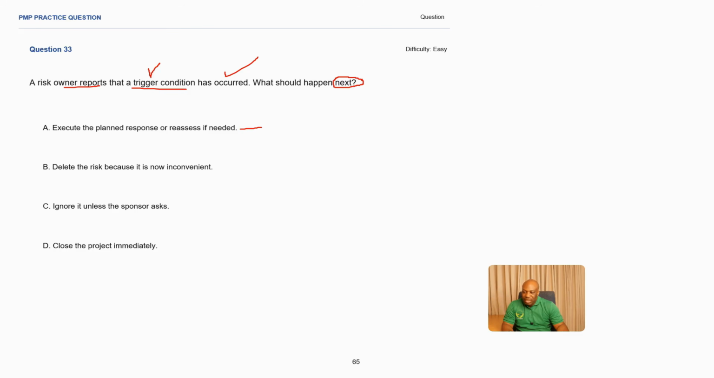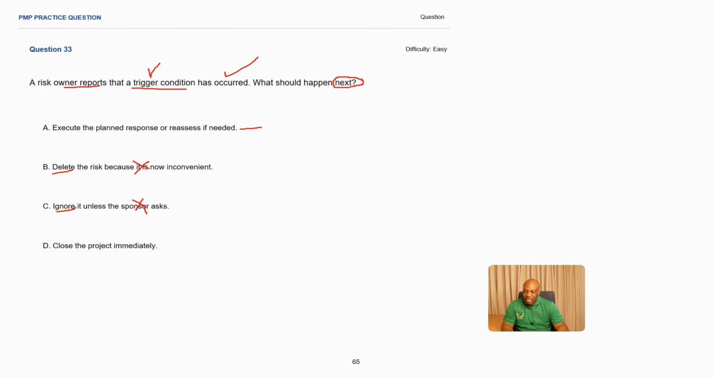B, delete the risk because it is now inconvenient. You don't delete risks in a project. Keep the history, making this incorrect. Then C, ignore it unless the sponsor asks. You don't ignore issues or risks in a project environment. You have to confront the risk. You need to confront the issues in a project environment, making this incorrect.